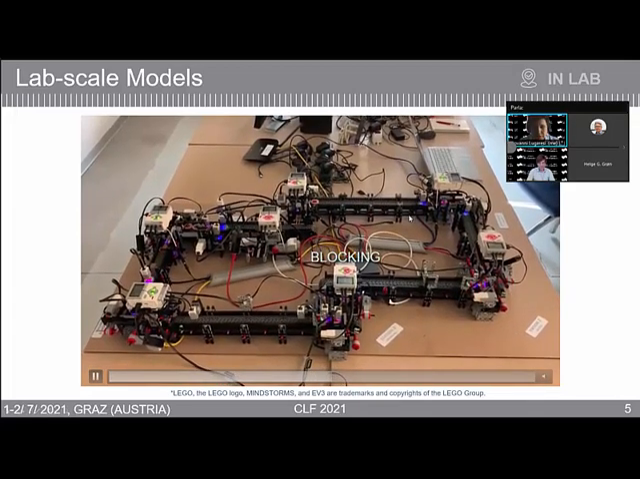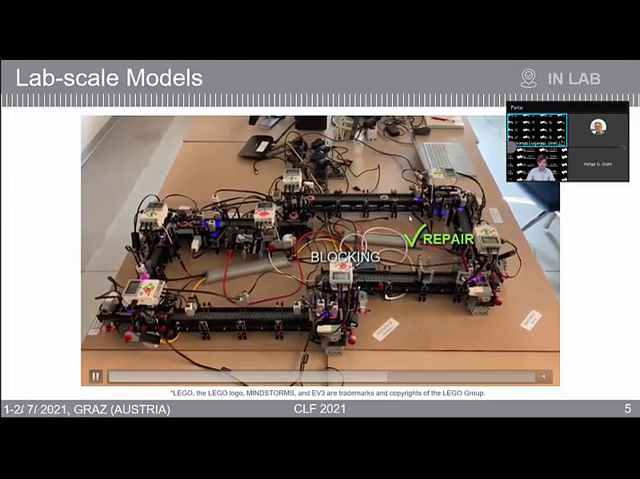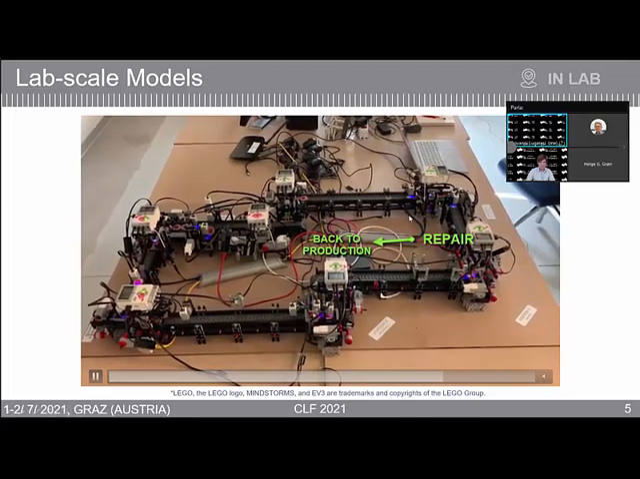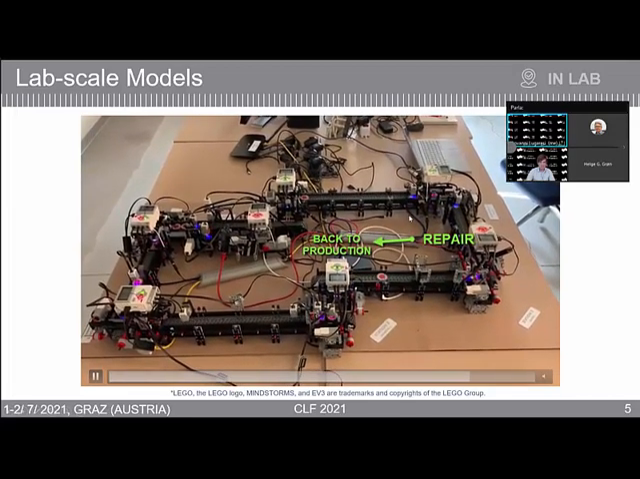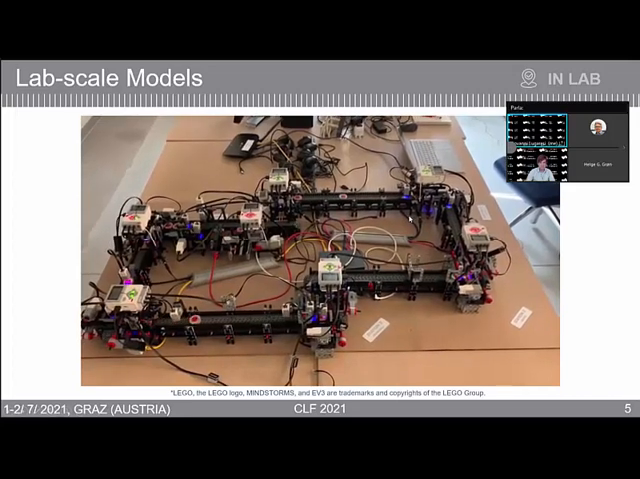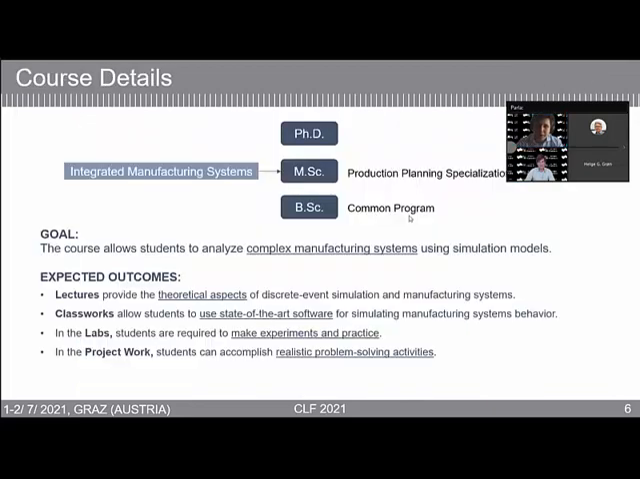We have applied this laboratory experience in a course which is part of our offer in Politecnico di Milano. The course is called Integrated Manufacturing Systems, and it is part of the master specialization, the production planning master course in mechanical engineering.